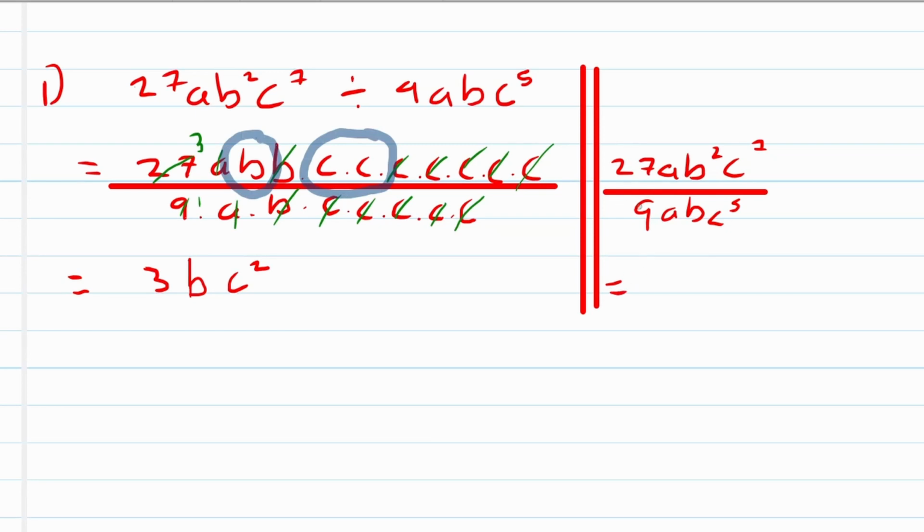Then the next step will be 27 divided by 9. We know it's 3. Then you have an a to the power of 1 minus 1, because there is a 1 and there's a 1, times b to the power of 2 minus 1. Remember, when you divide, you subtract the exponent. And then times c to the power of 7 minus 5. So over here, a to the power of 0 is just 1. b to the power of 2 minus 1 is just b to the power of 1. And c to the power of 7 minus 5 is just c to the power of 2.